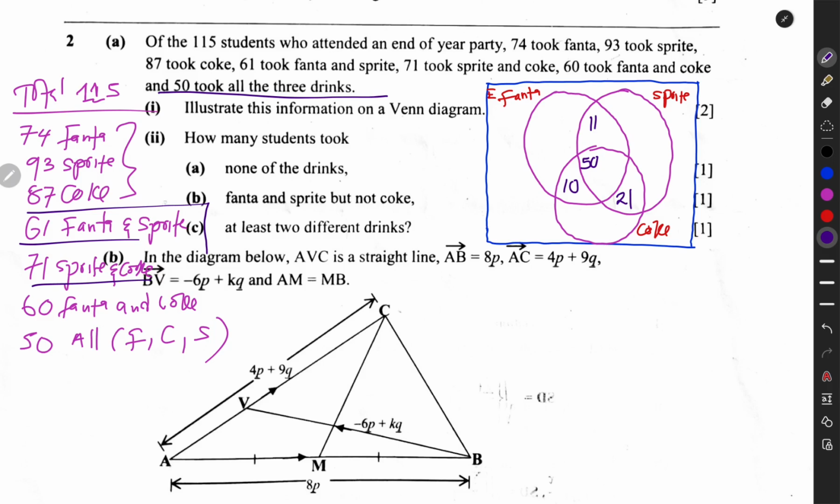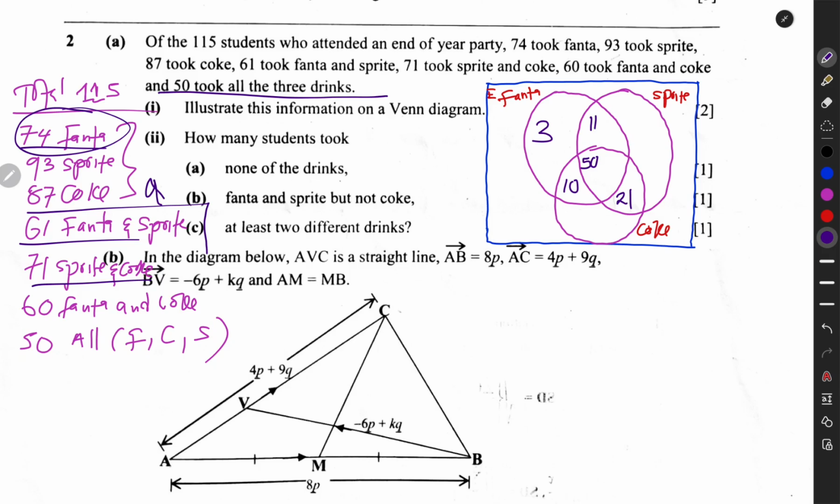Then now we go to the totals. Each set should have, for Fanta, a total of 74. What we have already is 11 plus 50, that is 61, plus 10, that is 71. 74 minus 71, so the remaining part here is a 3. So that if you add everything, it should give you 74.